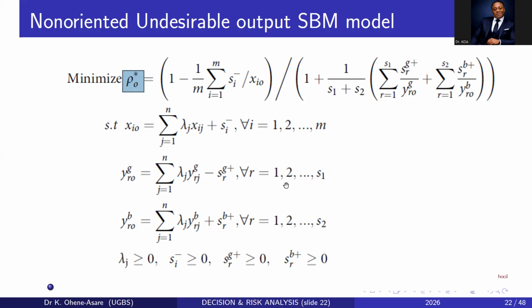So it means that for inputs, we are adding back the slacks. To be efficient, you have to add plus the slacks. Bad output also, we'd have to add back the slacks. Why?